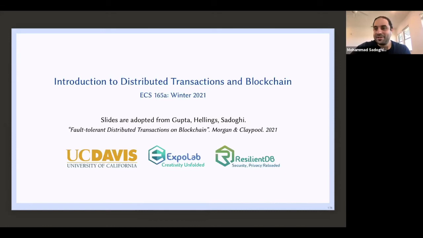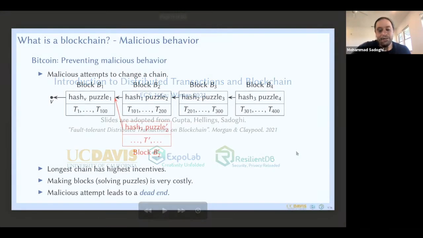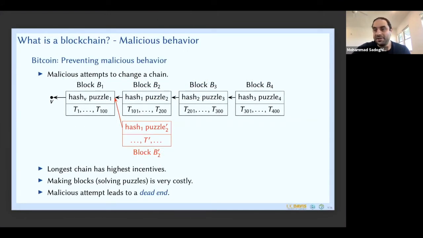All right, hello everybody. So today we're going to continue our conversation around distributed transactions, and more prominently in the context of this exciting and vibrant emerging area, which is also known as blockchain. Last time we stopped at this point. We talked about what the blockchain is.